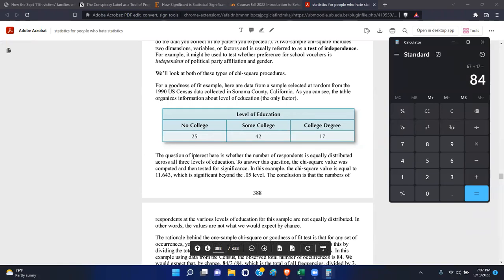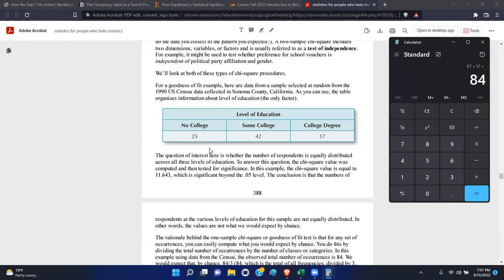So maybe we've accidentally stumbled onto a situation where there are just a lot more people between the ages of 18 and 24, and therefore the reason that we're seeing more people with some college is because they haven't completed their degrees yet. They're still working on them. But then we would ask, why do we see so many people with no college? It could be that some of them are still in high school or never wanted to go to college in the first place. Whatever the situation is, we can come up with a logical explanation.